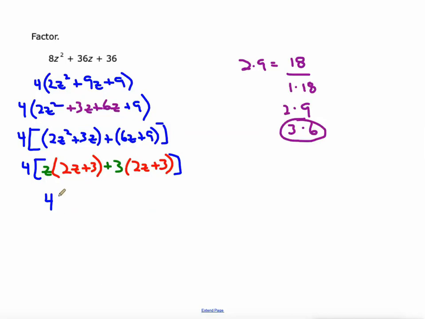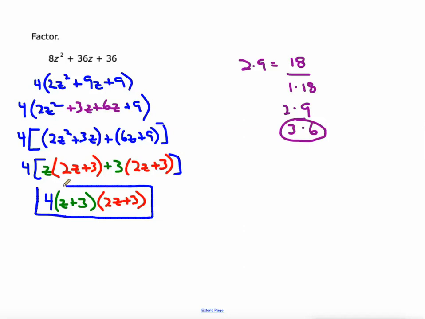One of the factors is 4. Another factor is z plus 3. And another factor is 2z plus 3. A lot of stuff going on there. Of course, it could be even more, to be quite honest with you. But I don't think that's going to show up in this skill.